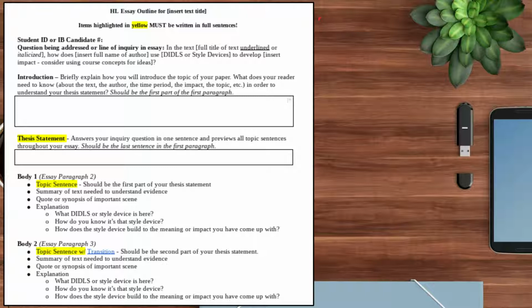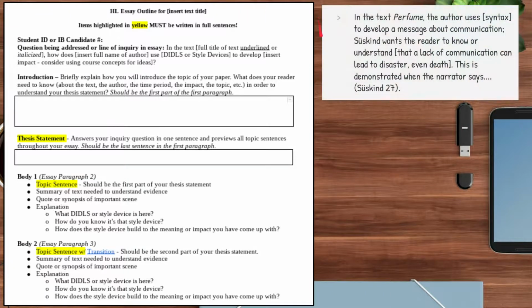Okay, so let's take a look at what that would look like very briefly. My first example: In the text Perfume, the author uses syntax to develop a message about communication. He wants us to understand that a lack of communication can lead to disaster, even death. The same one that we used from before.